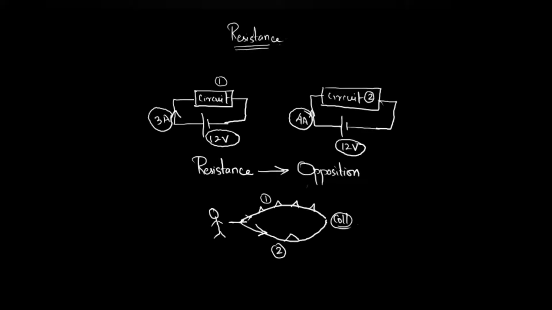The same thing is happening here. The circuit 1 is offering more resistance, so the current is lesser, and circuit 2 is offering comparatively lesser resistance, so the current is comparatively larger.